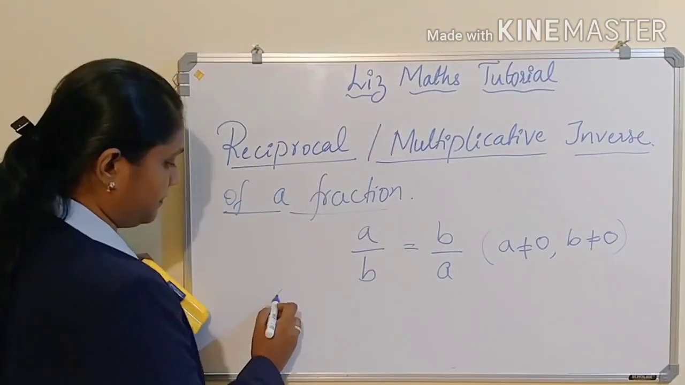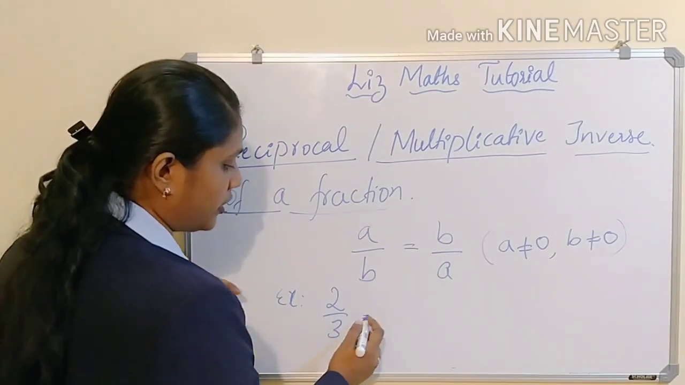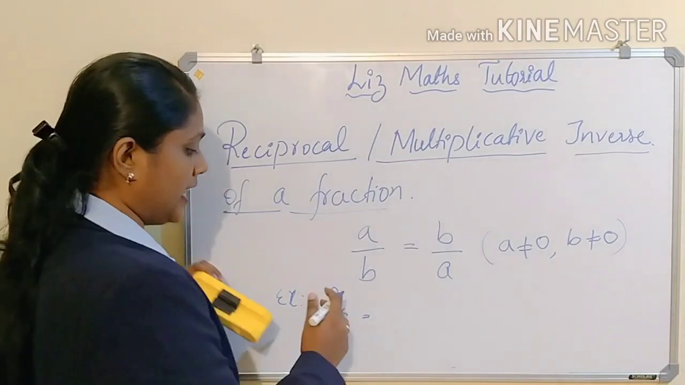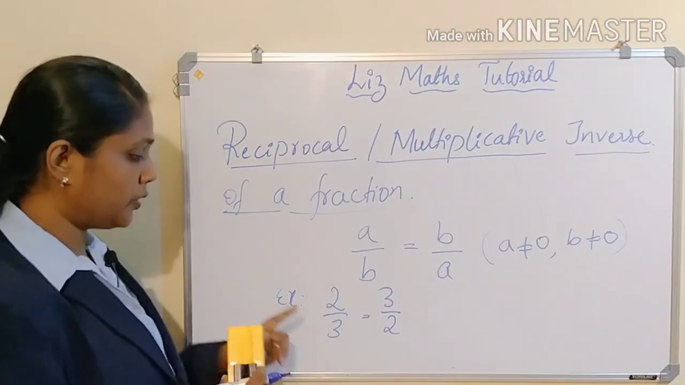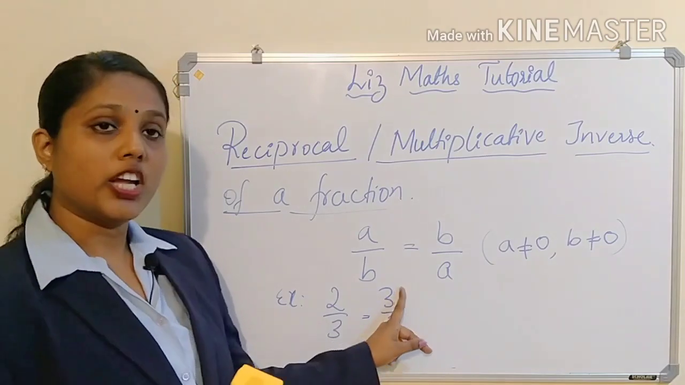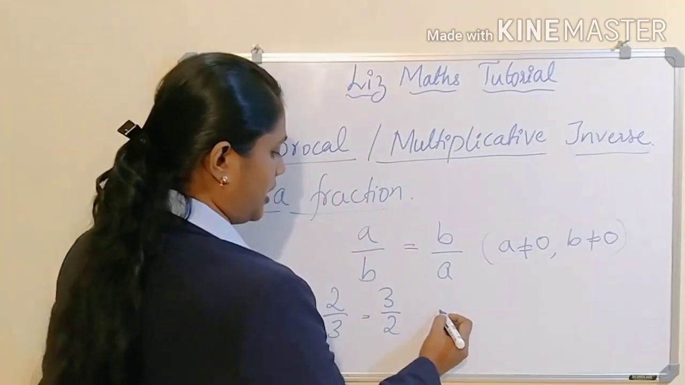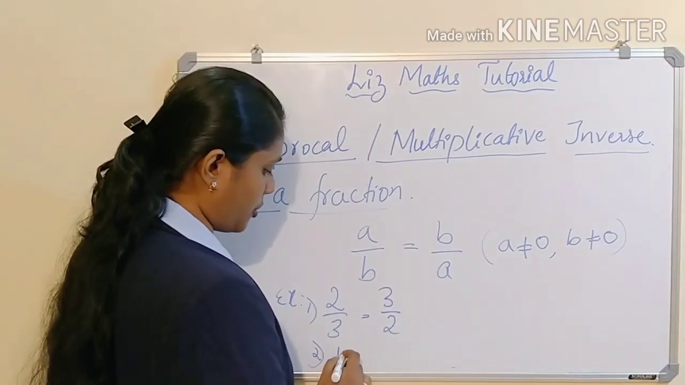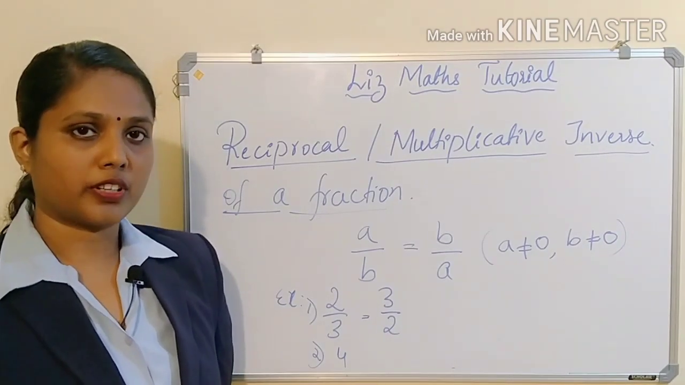For example, if we have 2 by 3, how do we write the multiplicative inverse or the reciprocal of this? Nothing but you have to write it in the form of 3 by 2. The numerator goes as the denominator and the denominator goes as the numerator. Only that much. So this is one example. Now, how will you write the reciprocal of 4?